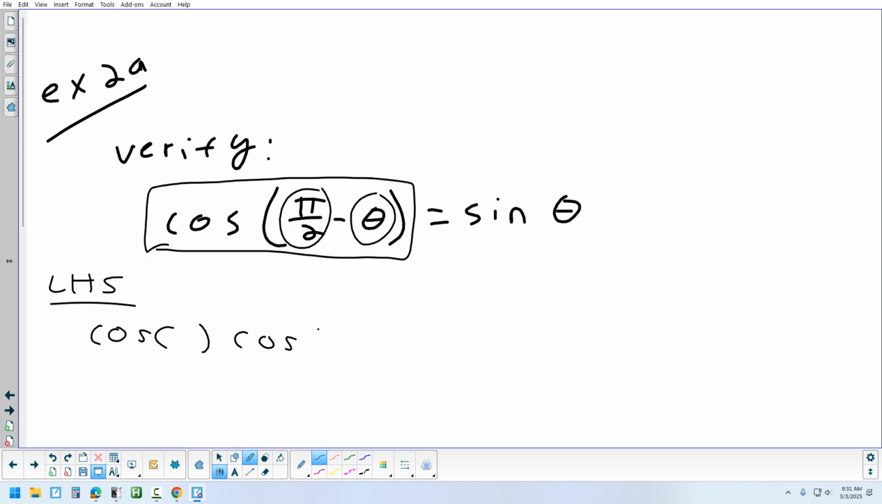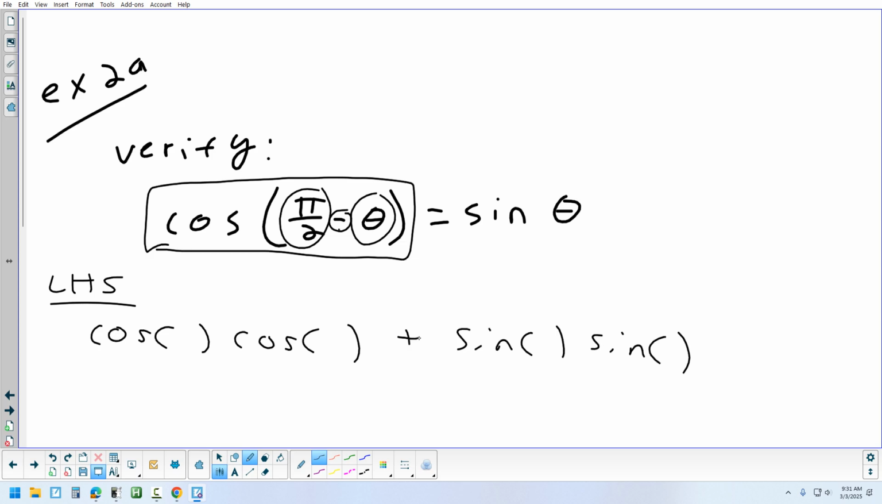Cosine, cosine. Sine, sine. Okay, so that's the first part. And then we have a minus in the argument. What symbol is going to go in the rewrite? Right. With cosines, you do the opposite. With sine, you don't. You do the same. So it's a lot to keep track of.